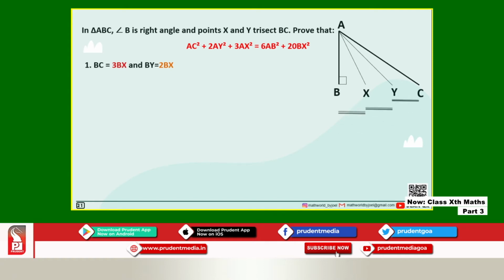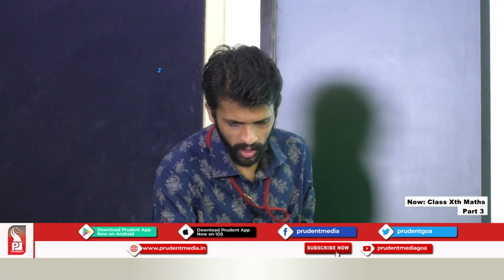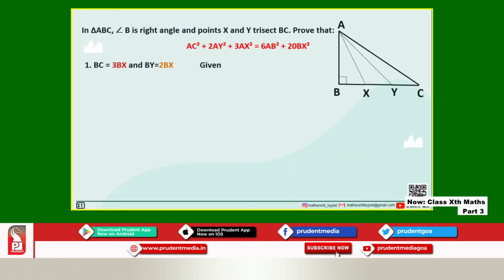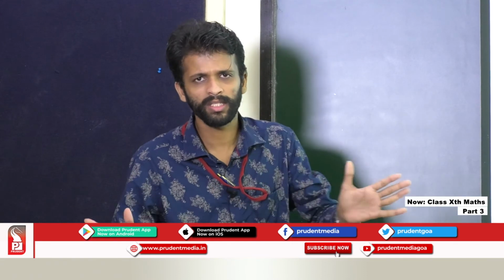Next, I will say BY. Now look at the position up to BY. BY is 2 times BX. So I have done that. I hope it is clear why we write step 1 like that. This is given: the simple statement that X and Y trisect means this much.